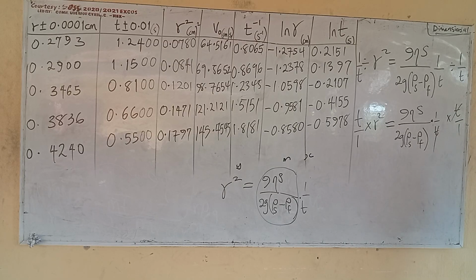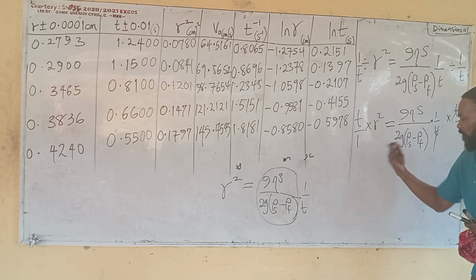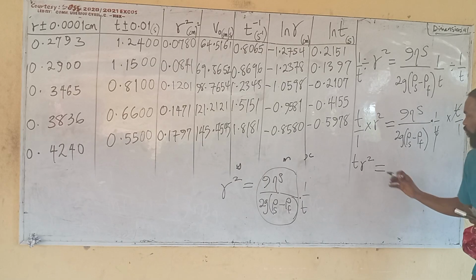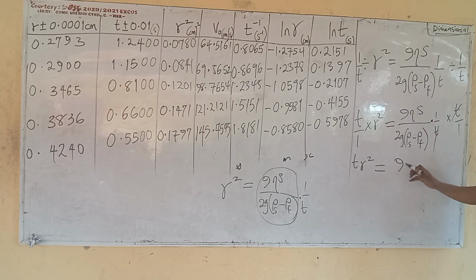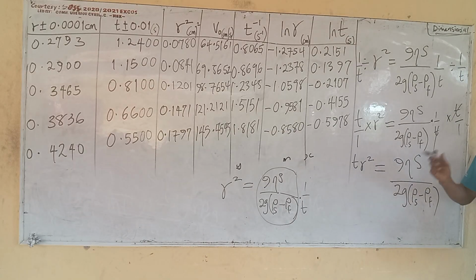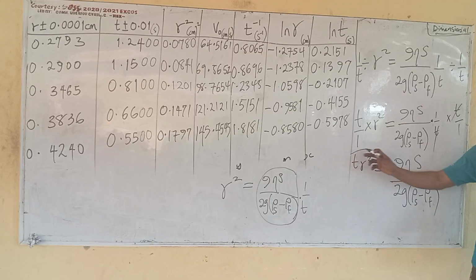This can cancel this. Now notice that anything over 1 is that. So we now have T R squared is equal to 9 eta S all over 2g (rho S minus rho F). This is what they're asking you to do there. Very simple. What it means is that the slope that you have here, hope you know this is your slope.